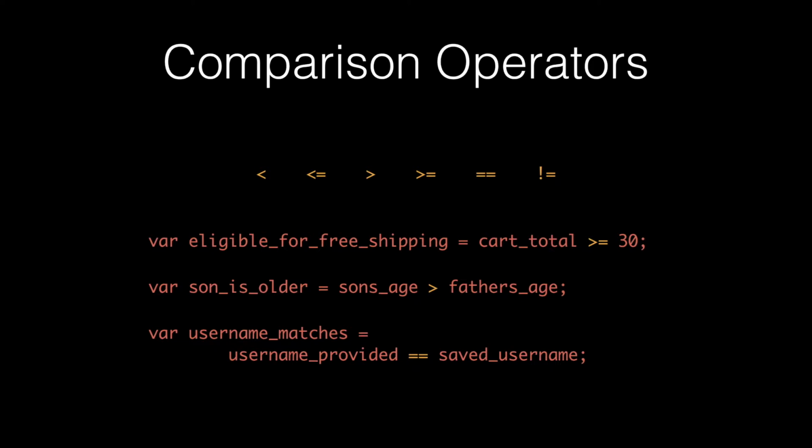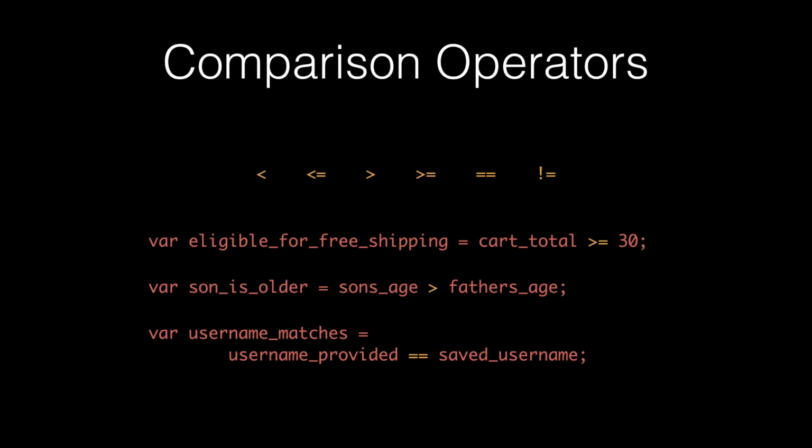So the idea is, like we can see on the first sample code there, the variable eligible for free shipping is assigned the result of the comparison here. So cart total is greater than or equal to 30. Essentially, we don't know what cart total is, but let's say that it's 20. So cart total would now contain the value 20, and so we would be comparing 20 greater than or equal to 30. Well, is 20 greater than or equal to 30? No, it's not. So that would resolve to false. So false is the value that would be assigned to eligible for free shipping.